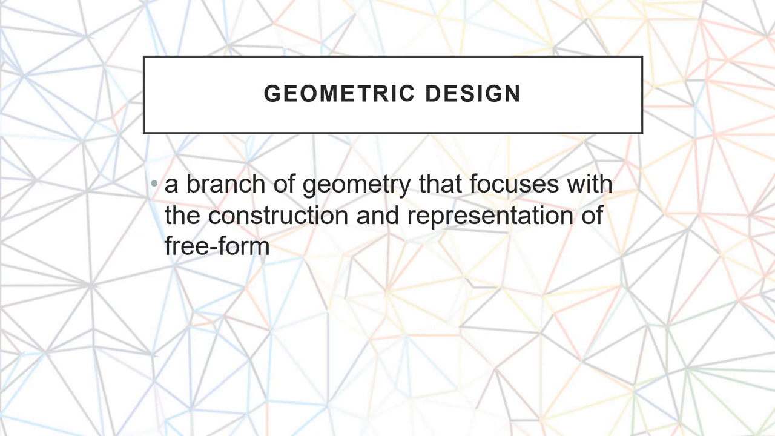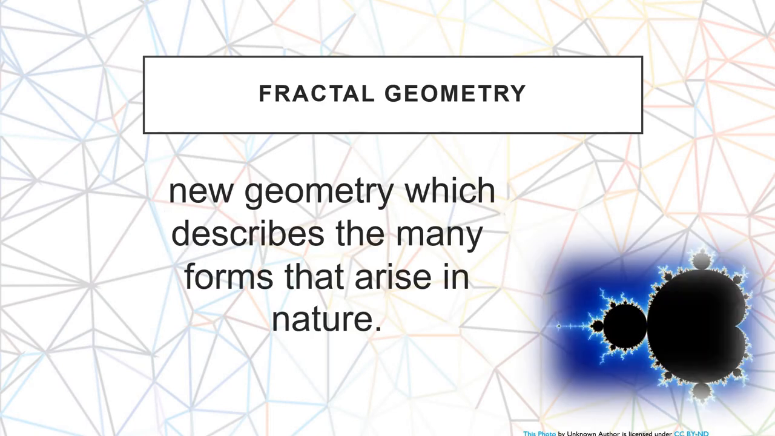So let's define geometric design. It's a branch of geometry that focuses on the construction and representation of free form. Fractal geometry, on the other hand, is a new geometry which describes the many forms that arise in nature. So it's very specific. These are applications of what can be found in nature.